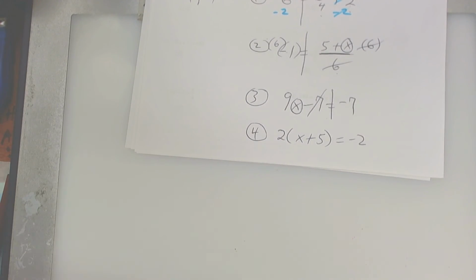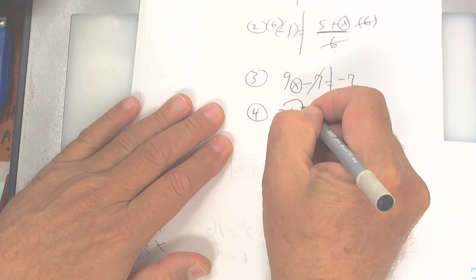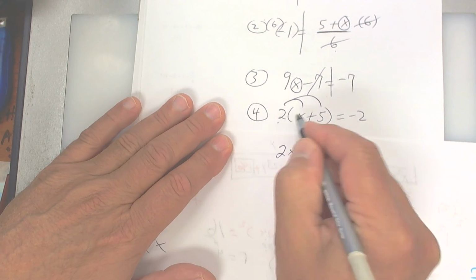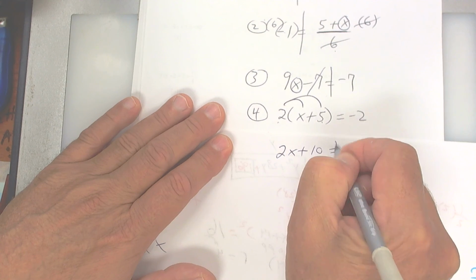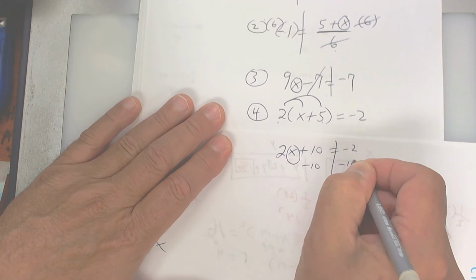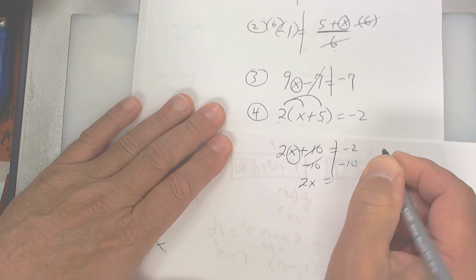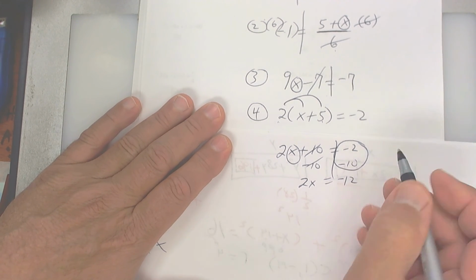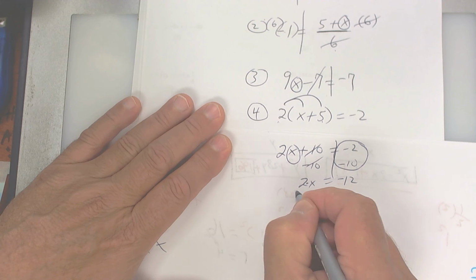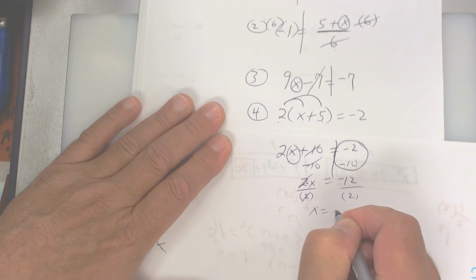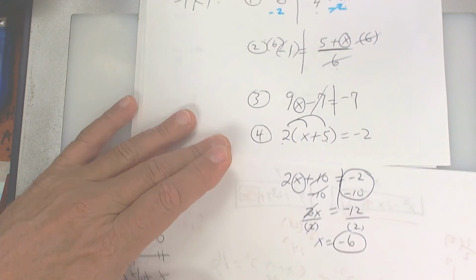All right, last one, you have to distribute. Draw your arrows. So that's 2x plus 10, 2 times 5. Draw a line, circle your x. You want to subtract 10 from both sides, so you get 2x equals. That is going to be a negative 12. Make sure you know your sign numbers. This is times, so the opposite of times is, of course, division. And you're done. And that's what we're doing today.